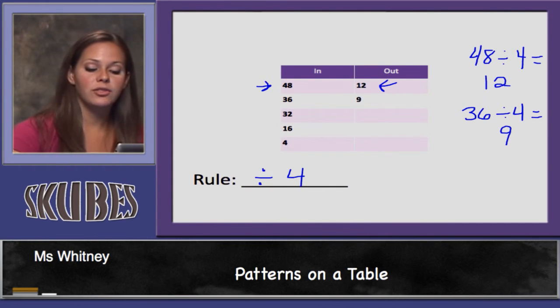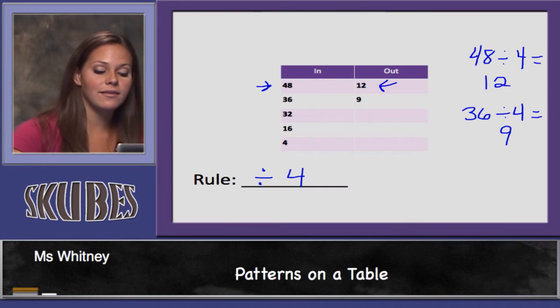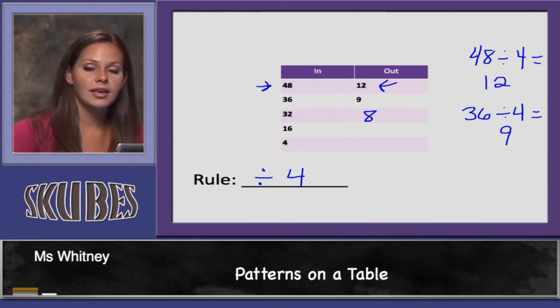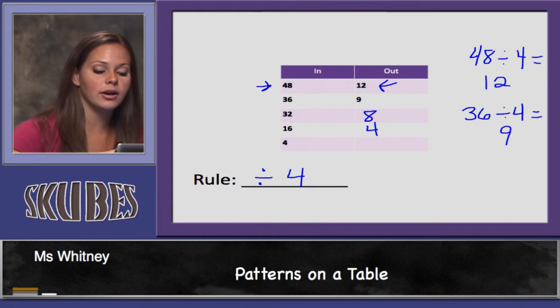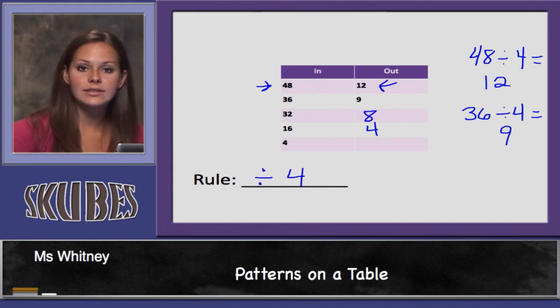Let's continue. 32 divided by 4 equals 8. 16 divided by 4 equals 4. And 4 divided by 4 equals 1.